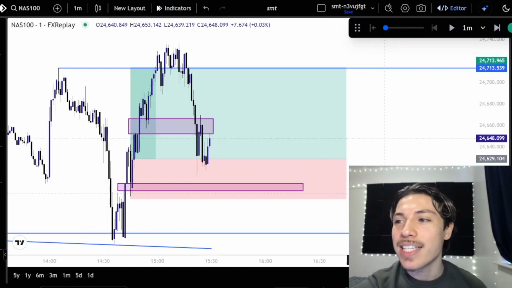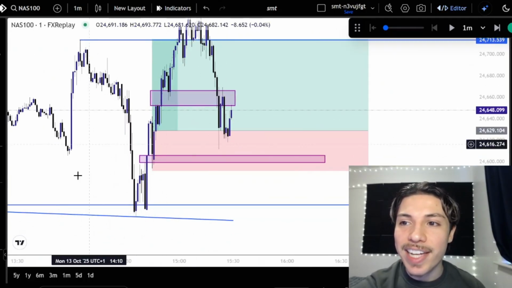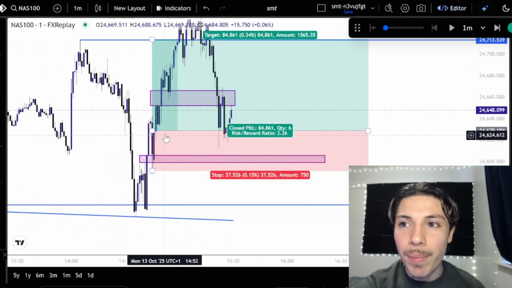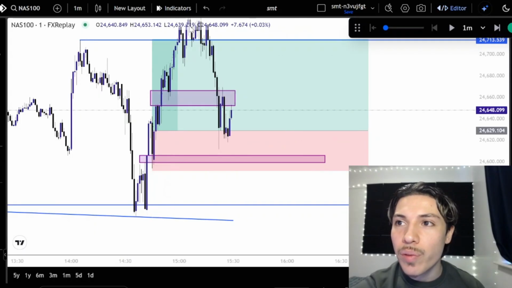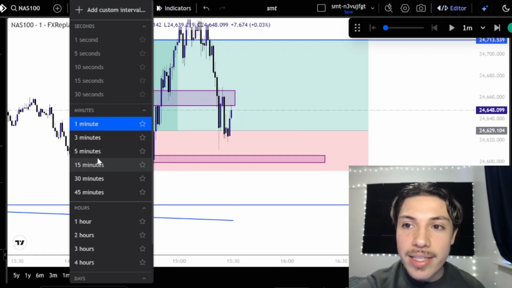So yeah, guys, as you can see, prime example of how to use an SMT and how to actually use an entry model to look for buys, right? And you can see this was a super clean movement. We had a lower time frame SMT. We had a higher time frame SMT.